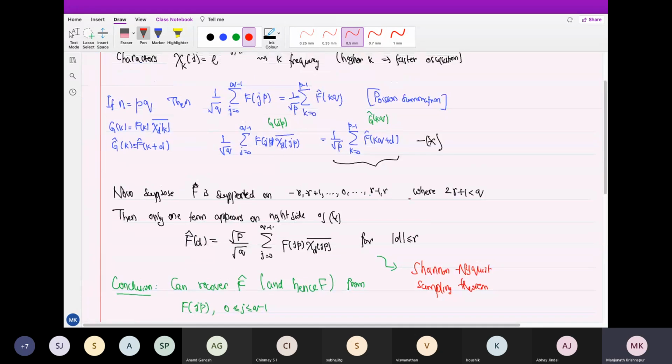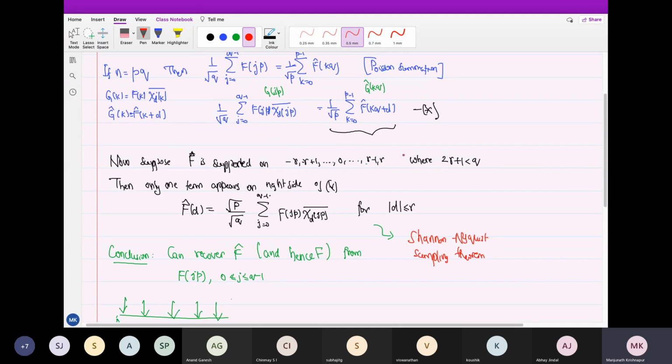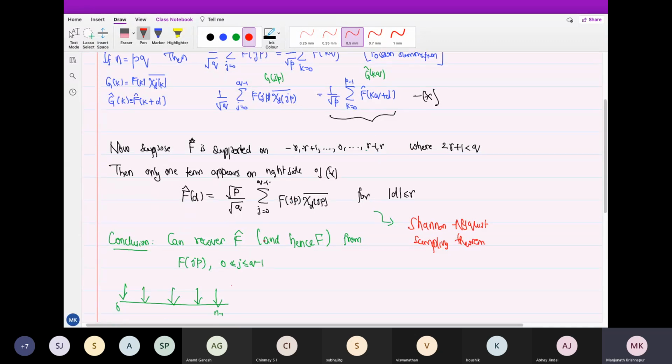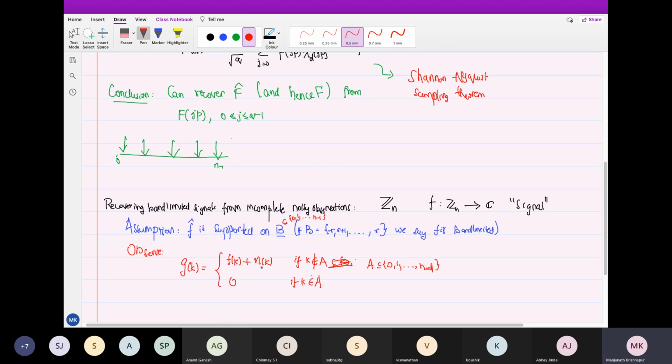For example, in the previous case, the assumption was that f hat was supported on minus r to r, that was B, but where did we observe it? We observed it at multiples of p. So in some sense, A complement is the multiples of p. That's where we observe. But now, two additional things: first, A is not assumed to be some arithmetic progression like that. And second, we are not observing it exactly. There is also noise.